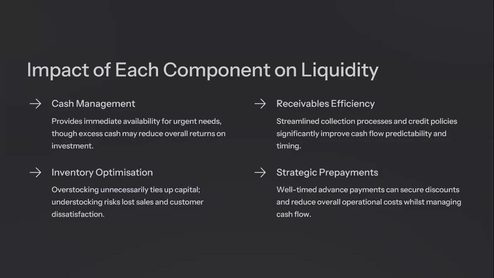So if you read the slide, you will understand there are different components and each component talks about four things. One, cash management. Second, discount or advance benefits. Third, receivable efficiency. And fourth, strategic planning and arrangements of internal source of finance. So let's move further.